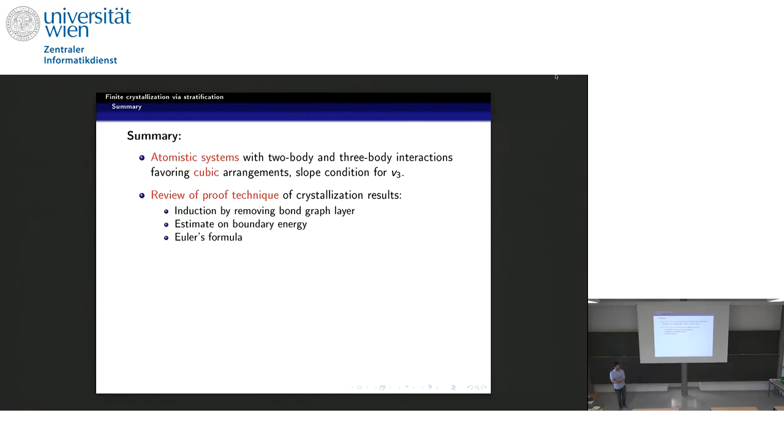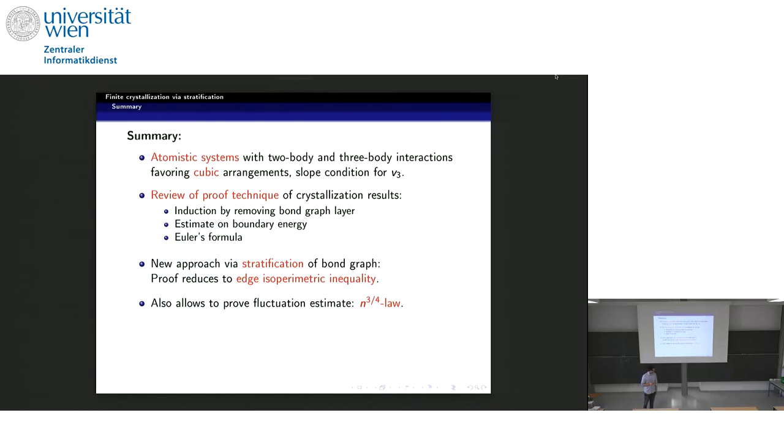Instead, we were trying to boil down the necessity of ingredients to a minimum, and our approach was based on deleting some of the bonds from the bond graph and then basically using an edge isoperimetric inequality. Okay, another thing that you can do with that, I don't explain that today, but I'm happy to talk about that, for instance, in the coffee break. You can also prove an n to the three-fourths law in this framework, or with this technique, which tells you something about the minimizers. So I didn't say that minimizers are unique or non-unique, and they are highly non-unique, and they kind of can fluctuate around the continuum Wulff shape, and this is what is known as the n to the three-fourths law.